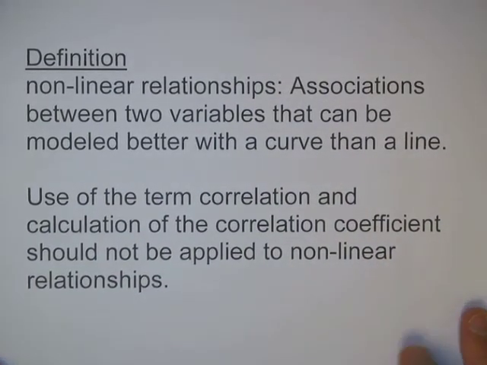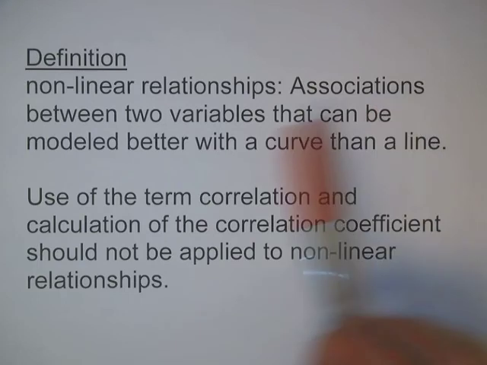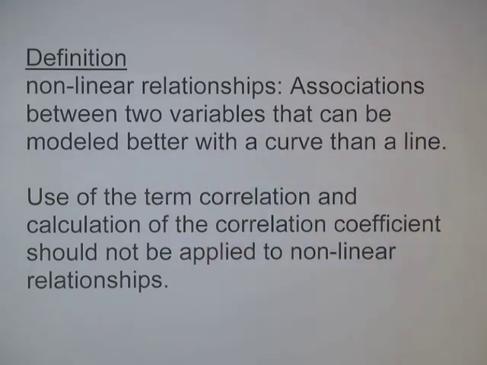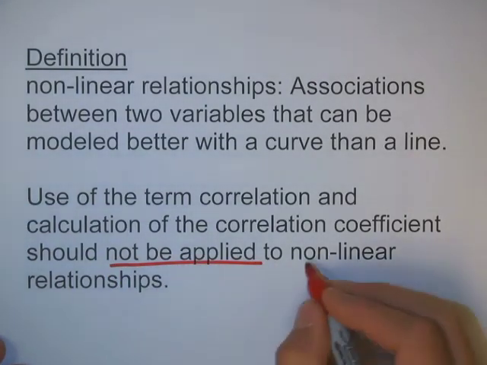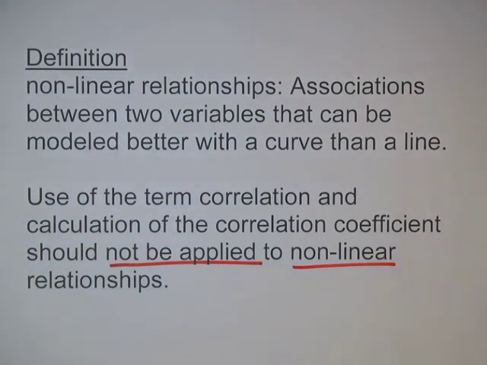So this was an example of a nonlinear relationship, which is an association between two variables that can be modeled better with a curve than a line. Use of the term correlation and the calculation of the correlation coefficient should not be applied to nonlinear relationships. Correlation and the correlation coefficient are reserved for linear relationships only. So it would be inappropriate to apply it to that height and weight example.